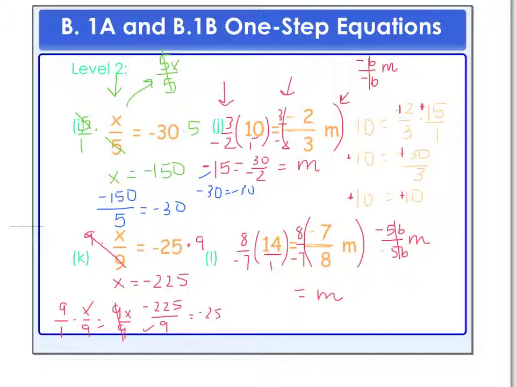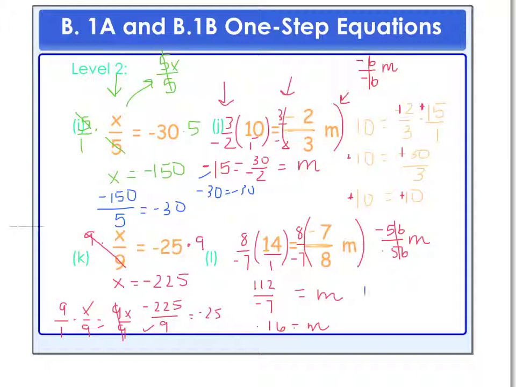Over here, we've got to multiply 8 times 14. We get 112. And negative 7 times 1 is negative 7. When we do negative 112 divided by negative 7, we get negative 16 for m. I'm going to go back and check over my answer.